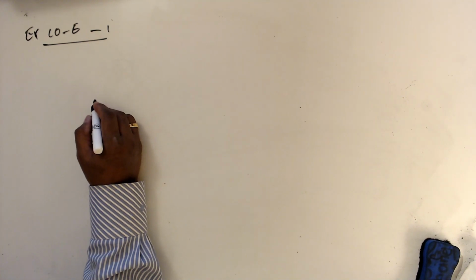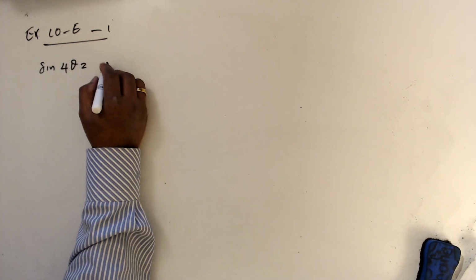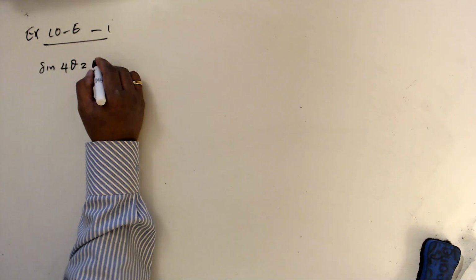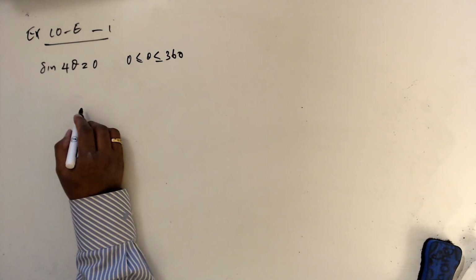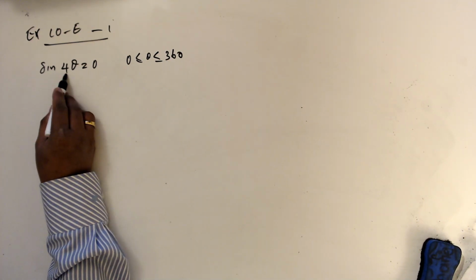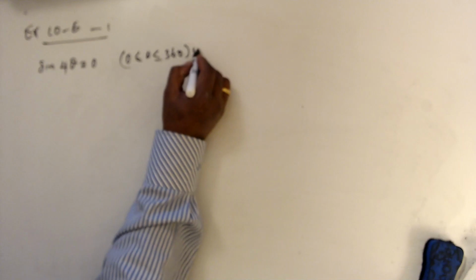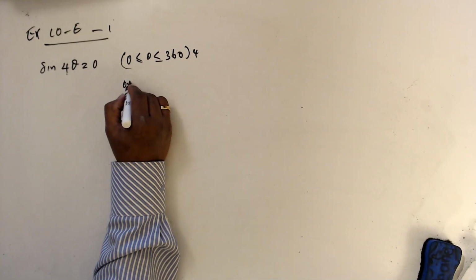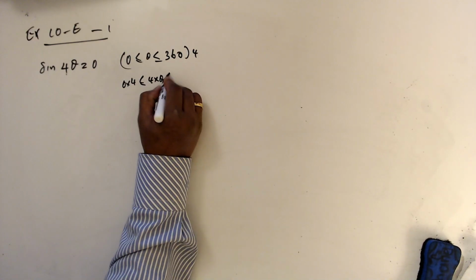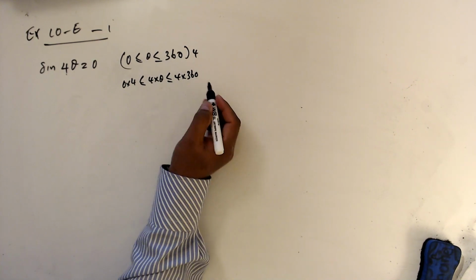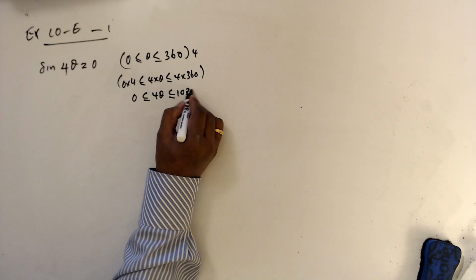Exercise 10E1, sine 4θ equals 0. The interval is given, 0 ≤ θ ≤ 360. Now this is 4θ, so I'll multiply the whole equation by 4 to match. Then 0 times 4 is 0, 4 times θ is 4θ, and 4 times 360. So this is 0 to 4θ to 1080.